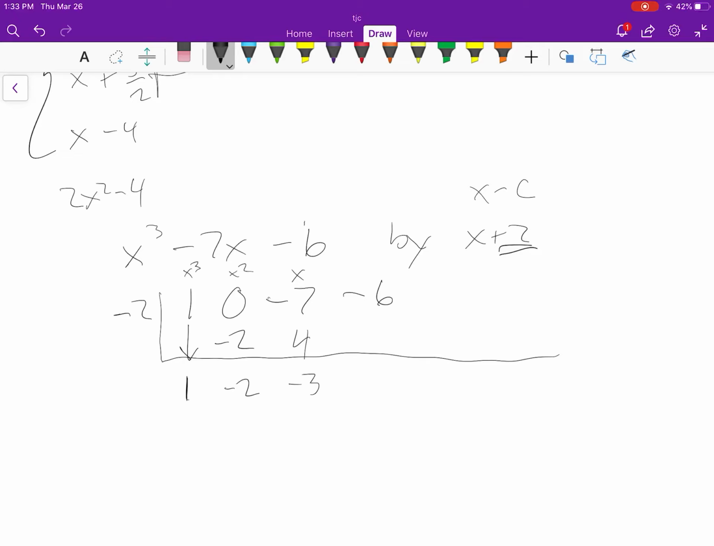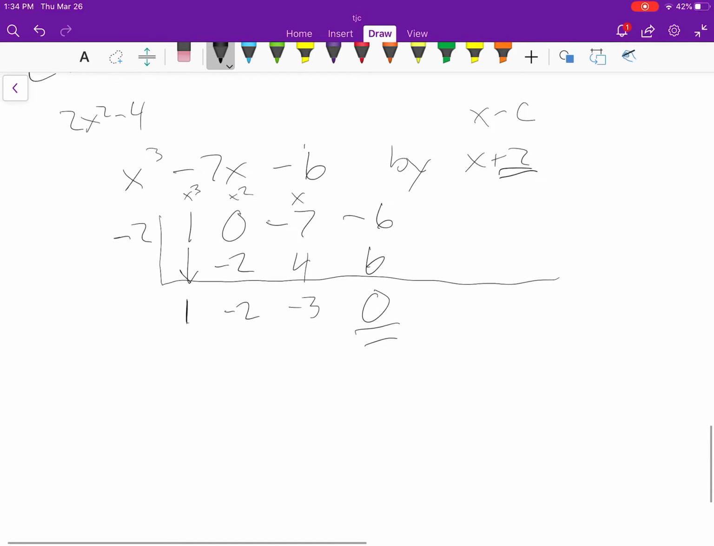Okay? Now we take this -3, and we're going to multiply it by the -2. And that gives you a +6, and you write it here. Then we combine them, and this would be our remainder term. We have no remainder, so it's 0.